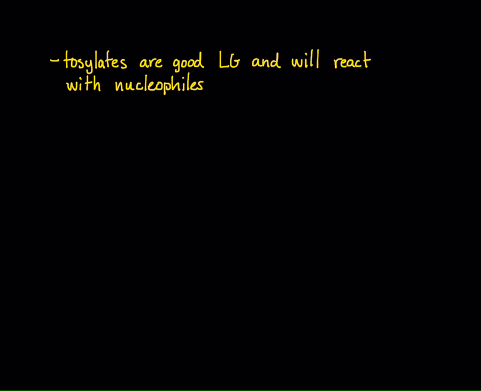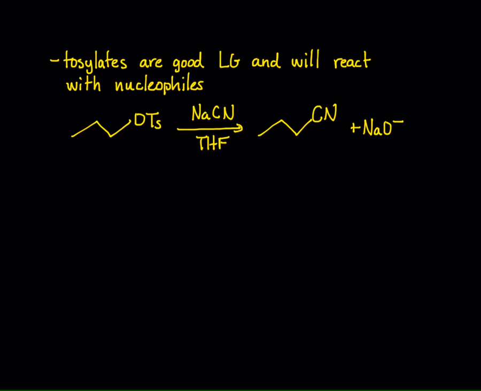And tosylates are good leaving groups, and they certainly will react with nucleophiles. So I can take now my tosylate and react it with a nucleophile like sodium cyanide, where cyanide is the nucleophile, right? A lot of nucleophiles come as salts. They're anions, and they are going to have some cation like sodium, potassium, lithium, whatever, as the counter ion. So here I have sodium cyanide, recognizing that cyanide is my nucleophile, and therefore it's going to displace the tosylate, and I form a nitrile. And of course, the sodium tosylate salt comes off, right?